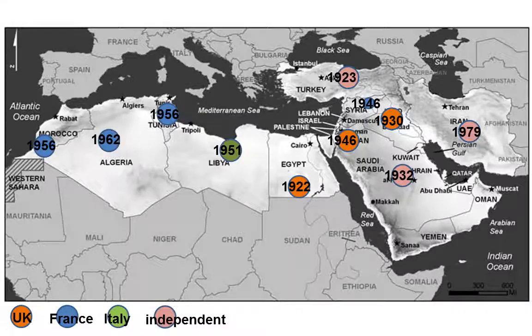Moreover, here I show you a map of which countries were under what influence. I didn't mention all of the countries, but I think it shows you nicely. So the blue is France, Italy is green, and the UK is orange. Those in pink with the pink dots are the ones that gained independence on their own. They were never under European power influence.